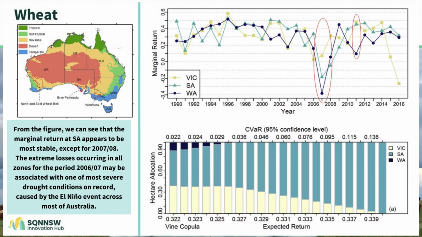From the figure, we can see that the marginal return in South Australia appears to be the most stable, except for 2007 and 8. The extreme losses occurring in all zones for the periods 2006 and 7 may be associated with one of the most severe drought conditions on record, caused by the El Nino events across most of Australia.